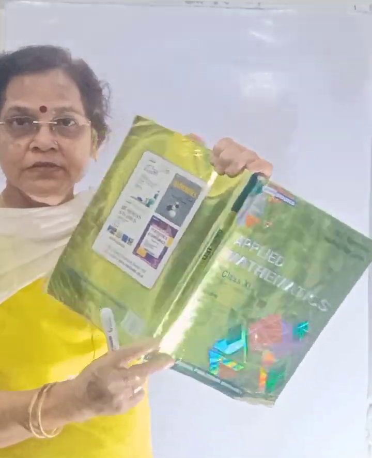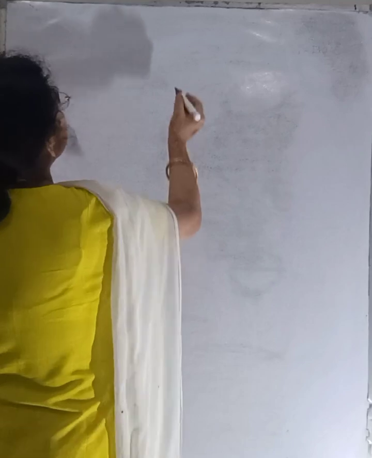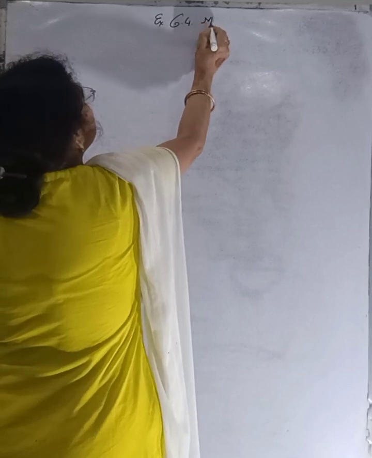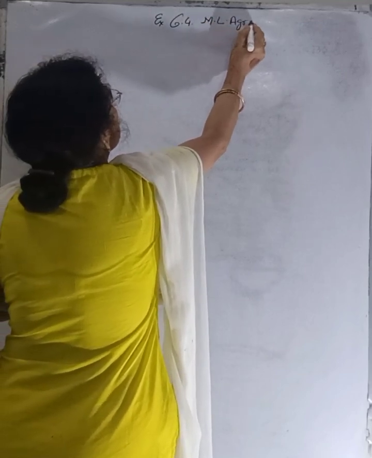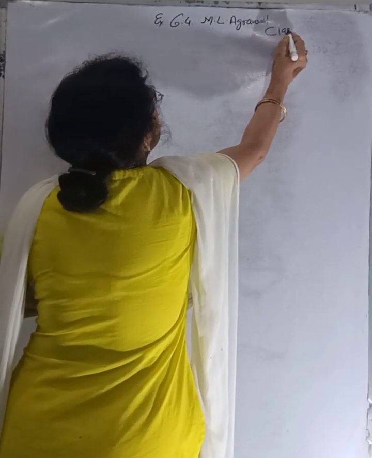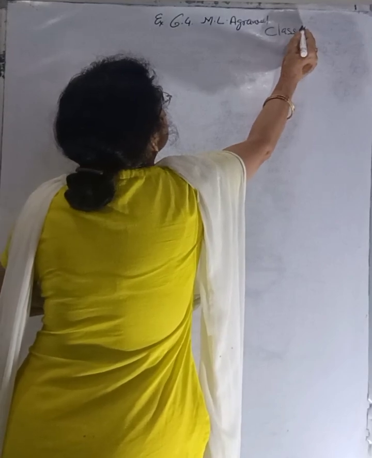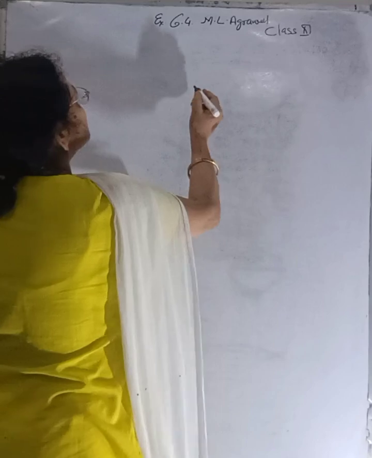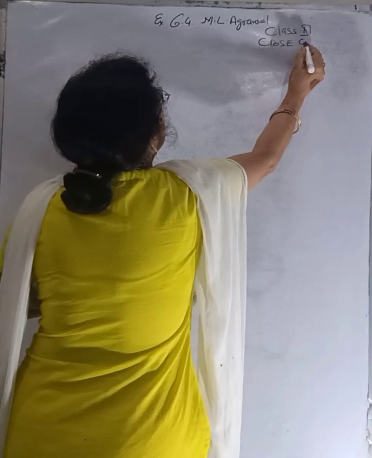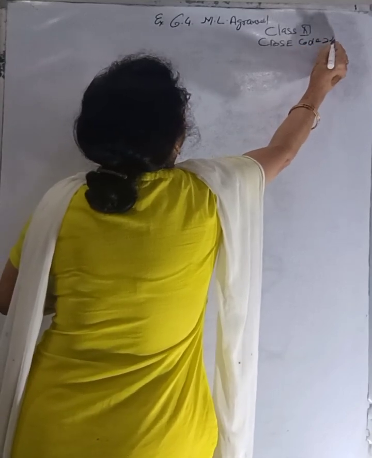Book for Class 11th, ML Agarwal, CBSE, as per the CBSE syllabus with code number 241. I was dealing with Exercise 6.4 of ML Agarwal for Class 11th.